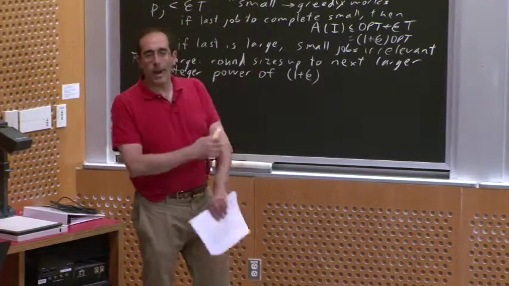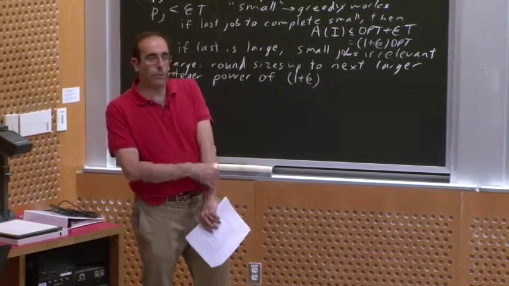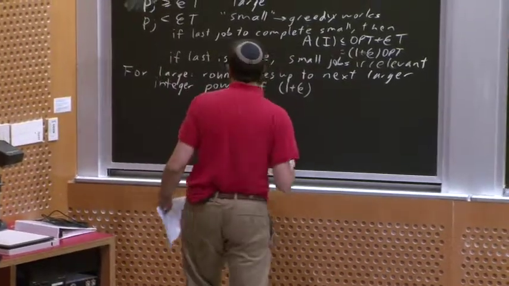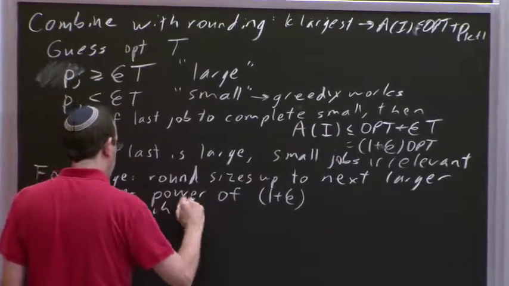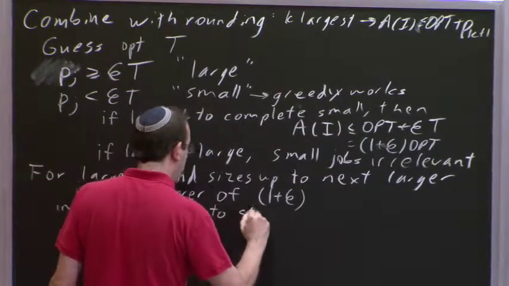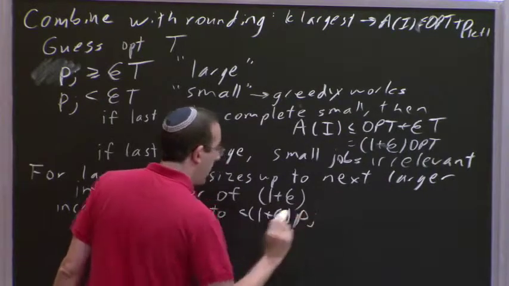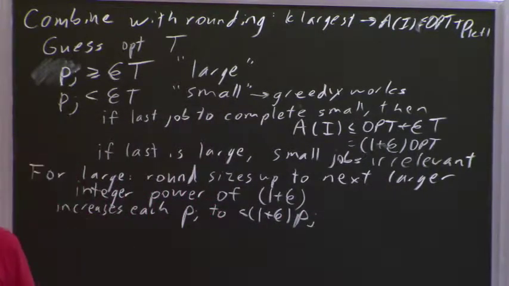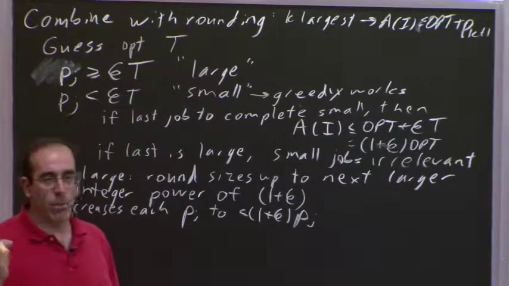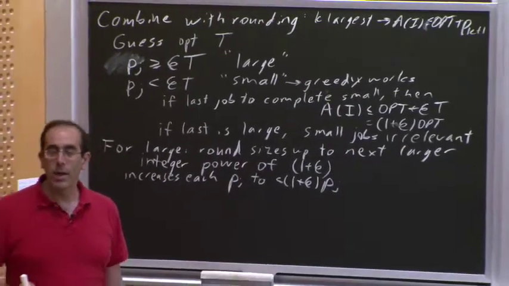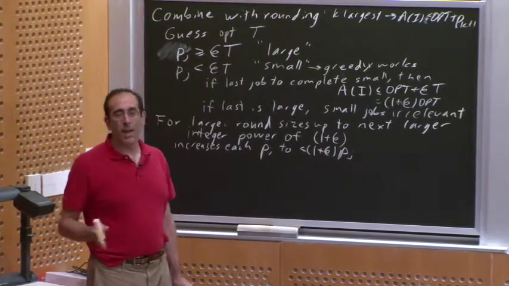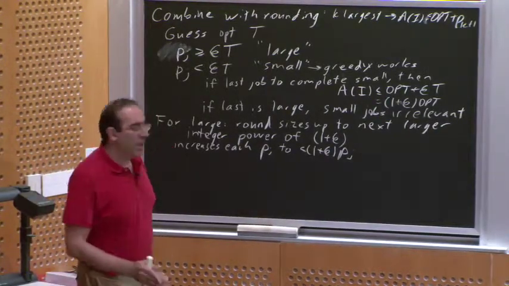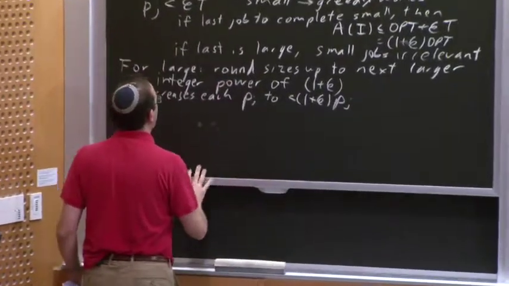Why is this a good kind of rounding for the class of problems that we're working with? Well, this only increases each pj to something that is less than 1 plus epsilon times pj, right? This is the really nice thing about rounding to powers, as opposed to rounding to integers, right? We're looking for a multiplicative approximation factor, and so we're willing to multiply everything by a little bit.